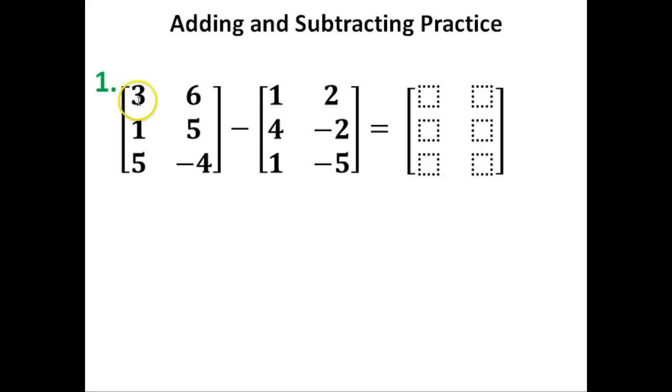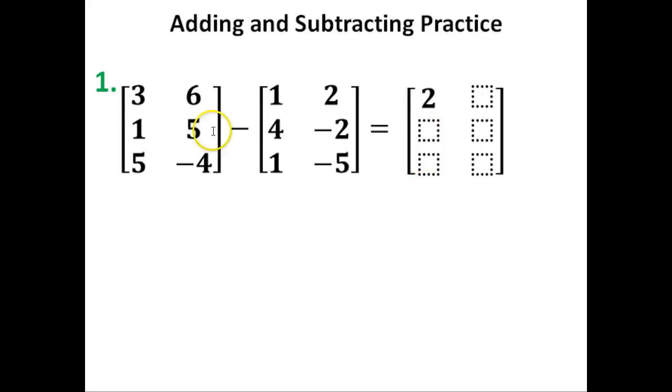This one is in the upper left-hand corner. It's a 3, and this one's in the upper left-hand corner. It's a 1. And I've got a subtraction sign in between them, so that means I'm going to take this number and then subtract whatever this number is. So 3 minus 1, and those are both found in the upper left-hand corner. So I'm going to write this one in the upper left-hand corner. Well, 3 minus 1 is 2. So I'm going to write 2 in that upper left-hand corner.